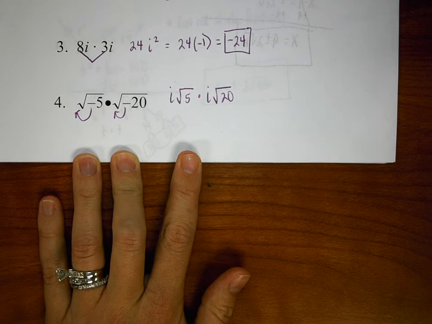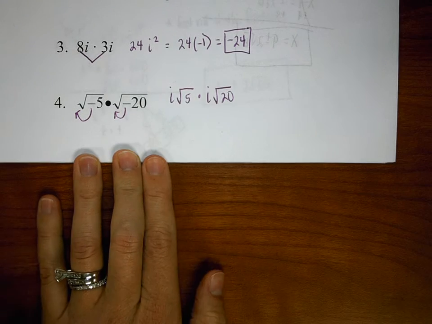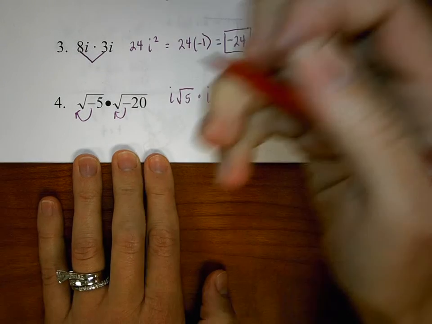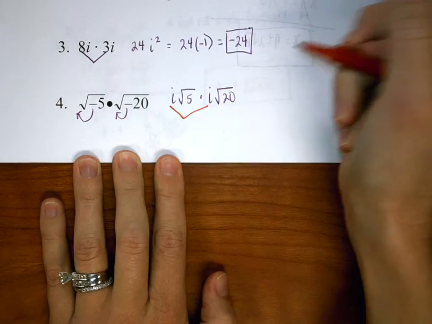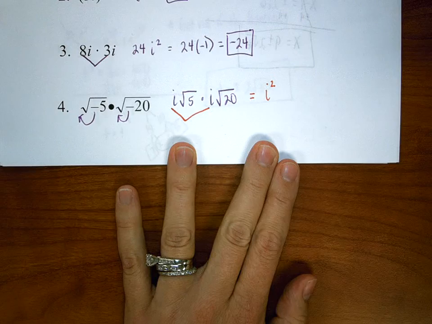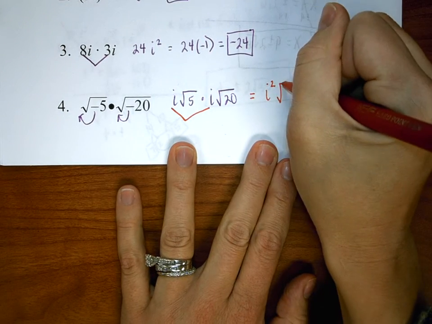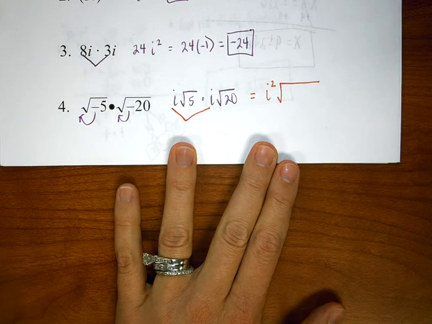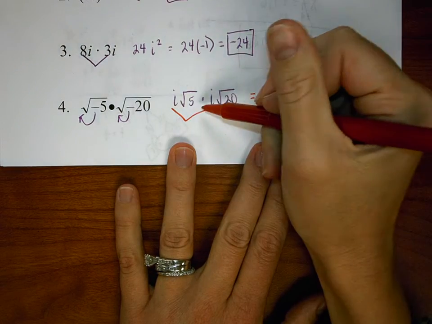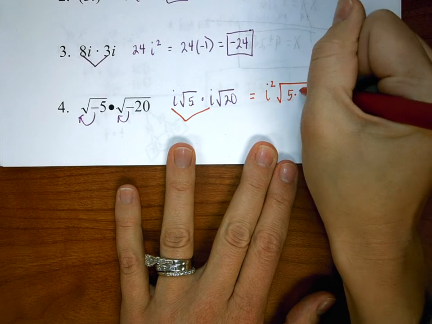Are we okay with that? Yes? Okay. Now, when we're multiplying, just like we did yesterday, i times i makes what? i squared, which is, some of you already said, negative 1. We're just going to leave it like this for a minute. And then remember, when we're multiplying roots, we do outsides with outsides and insides with insides.